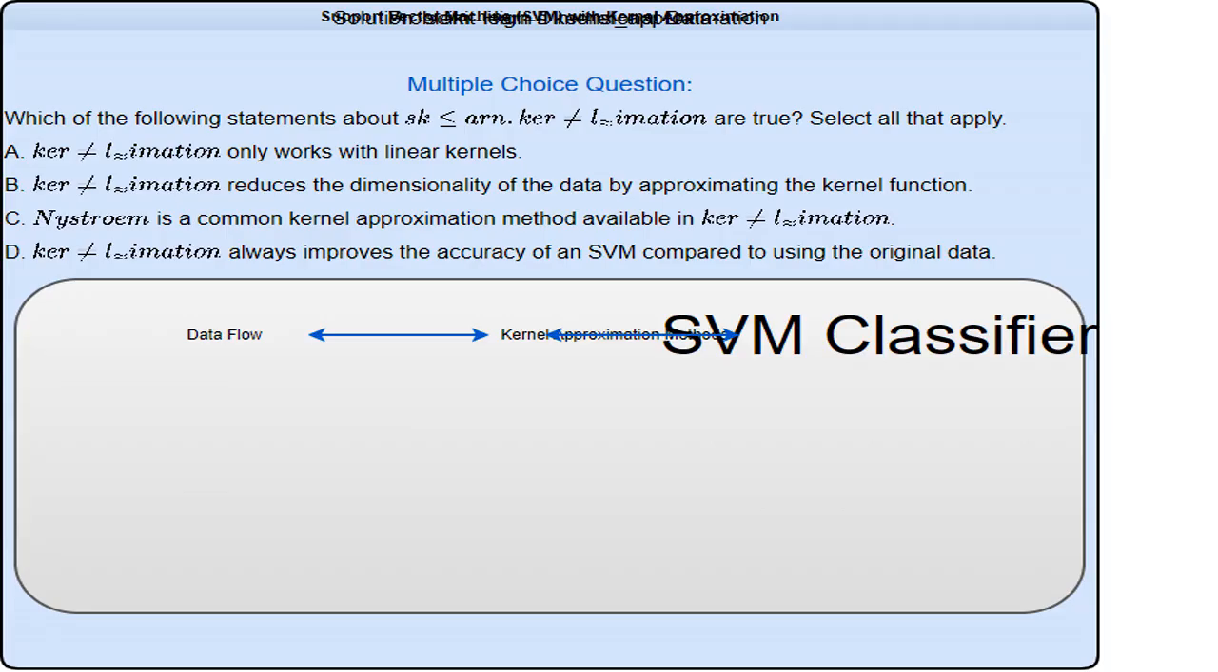After the kernel approximation, the approximated data is used to train the support vector machine classifier. The SVM uses this information to learn the boundaries that separate different classes of data.